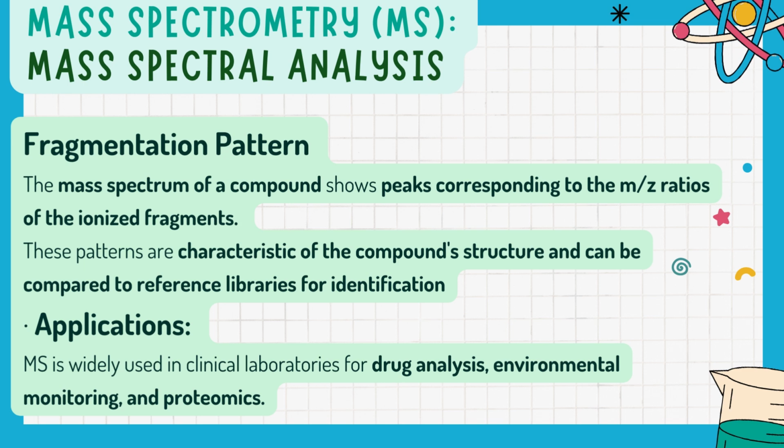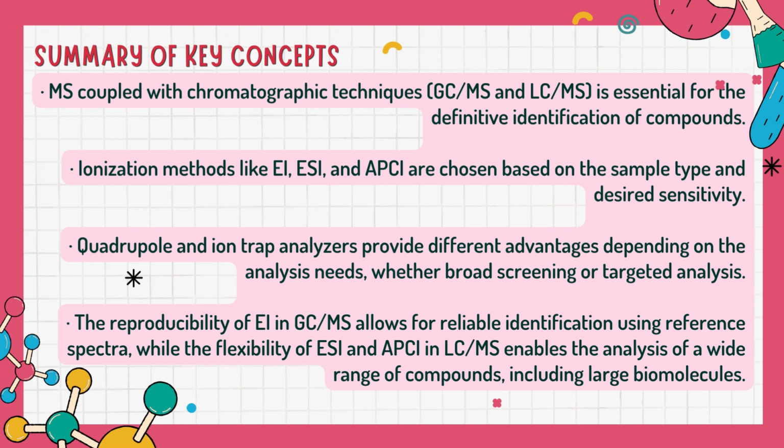So the fragmentation pattern really helps confirm the identity of a compound by providing complementary information to the molecular ion peak. This is particularly useful for verifying the presence of a compound in a complex mixture. So that's it, guys, for our mass spectral analysis, focusing on the fragmentation patterns.